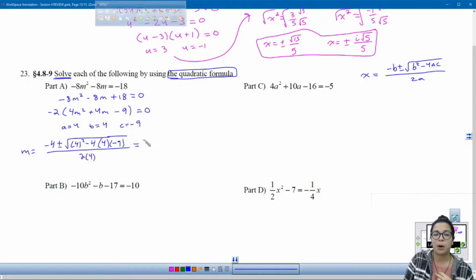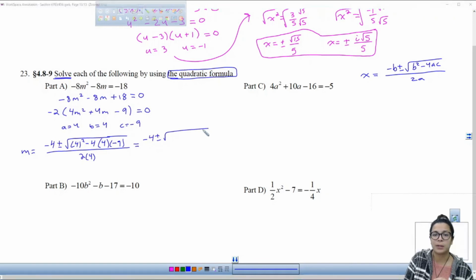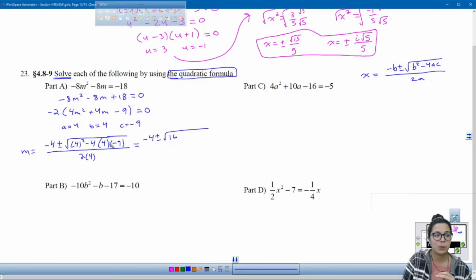Now simplify this by parts, right? So 4 squared is 16. Negative 4 times negative 9 is negative, negative times a negative will be a positive. So this is positive 144.